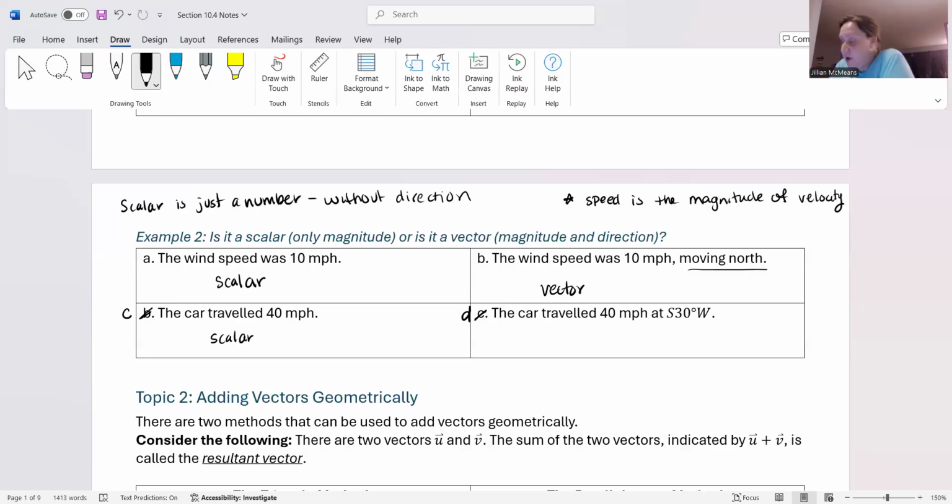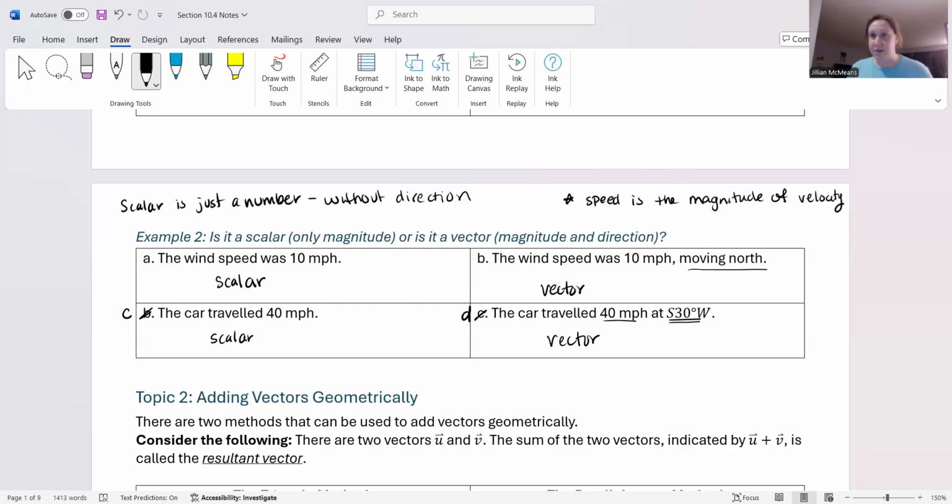Now, part D, we have a car traveled 40 miles per hour at south 30 degrees west, which means we were traveling 30 degrees west of south. In this case, we have the magnitude and we have the direction. This would be a vector. So please understand the difference between a scalar and a vector. A scalar is just a magnitude, it has no direction. A vector has magnitude and direction.